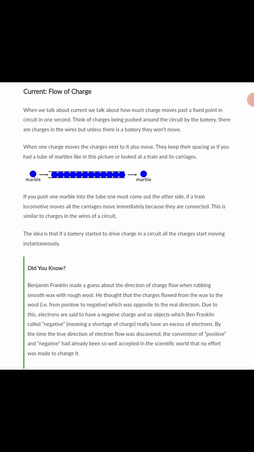Why? Because what is current? Current simply means the flow of charges. What is another word for charges there? Electrons, the flow of electrons. And electrons are negatively charged. They are not positively charged.